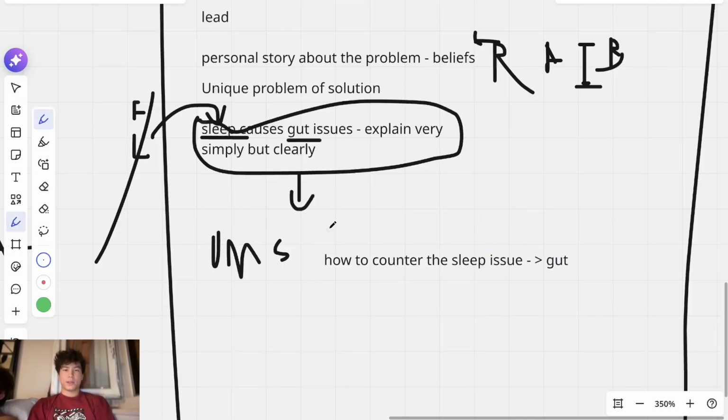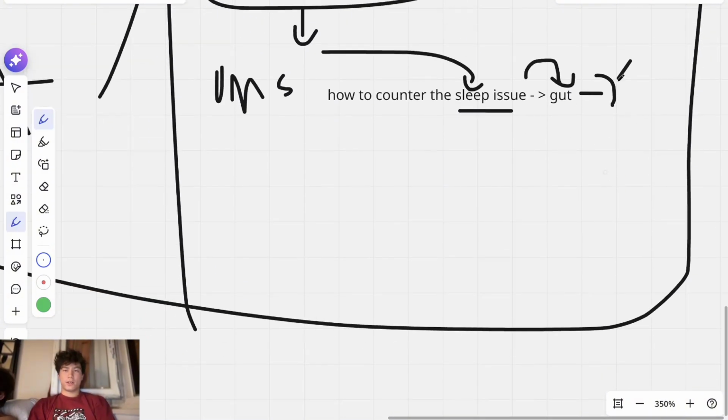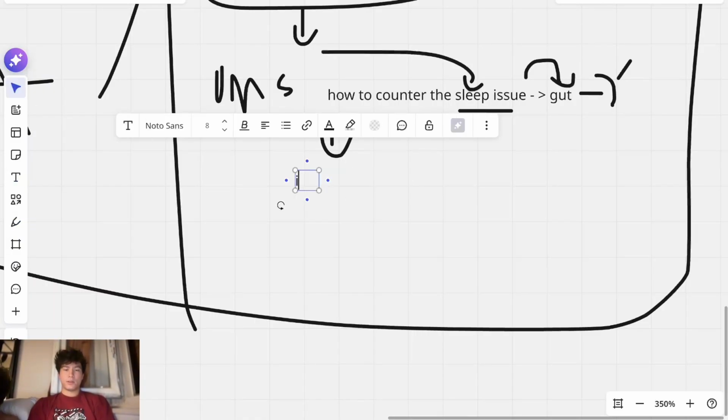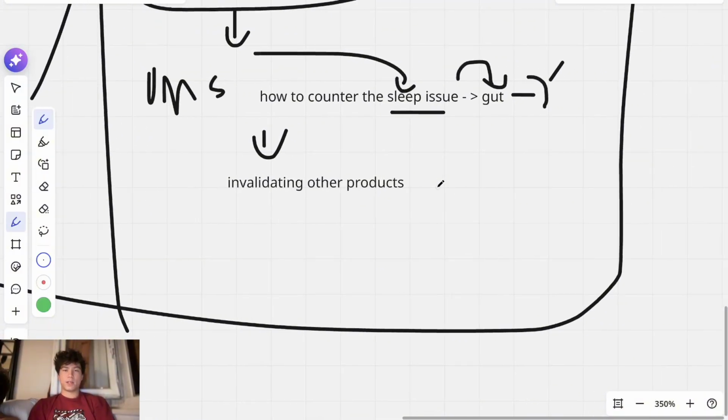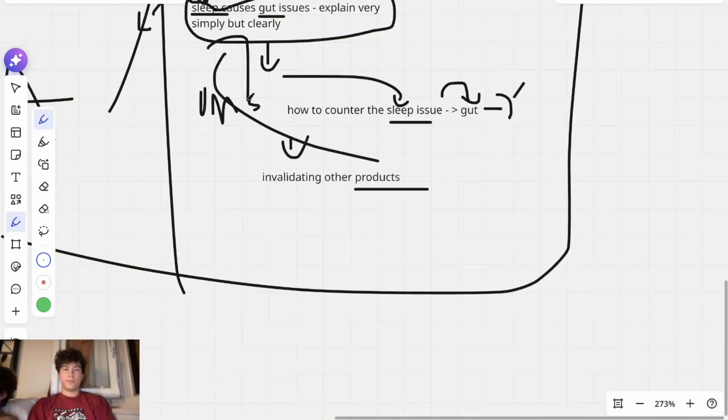I need to show that if they solve this unique problem of the sleep, then they will solve their gut issue, which will therefore solve their blood in the toilet and their kidney stones. So then I move into invalidating other products. The reason you have to invalidate other products here, and the best method for doing this, is to show why the other products do not pertain to the unique mechanism of the problem.